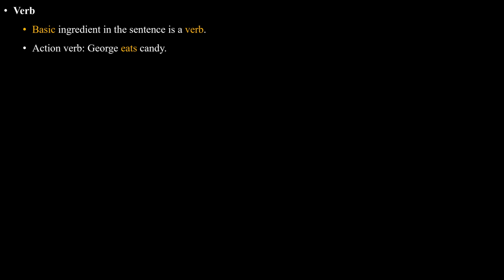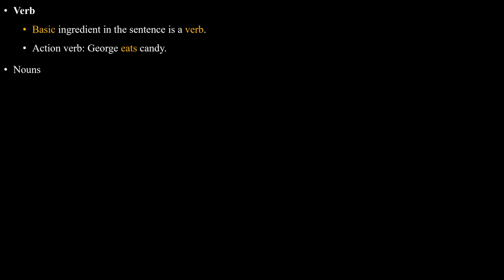Let's get to know the verb. The basic ingredient in the sentence is the verb. Action verbs indicate what is happening or being done. There are hundreds of action verbs. Let's take an example here. George eats candy. So the action here is eat. That is the verb.